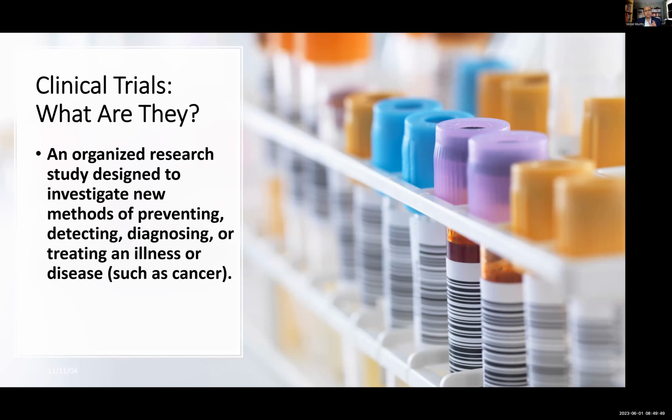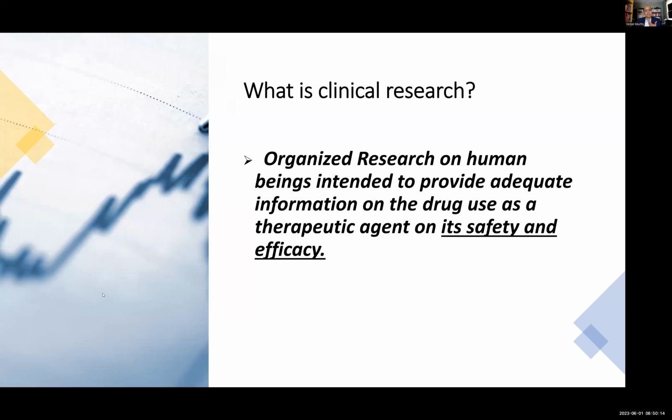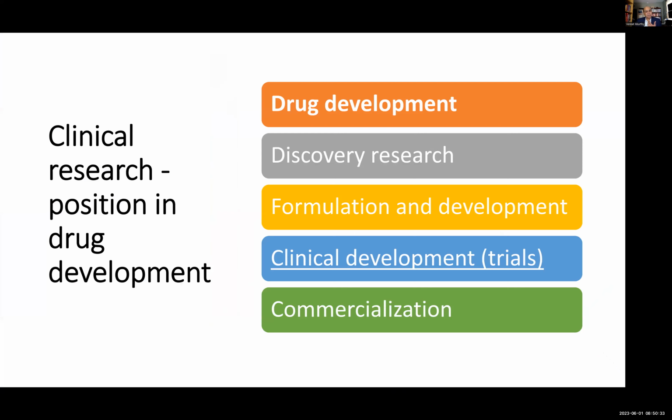That's the reason we put together this session mostly for pharmacy and statistics students. Other people have also joined, and that should be fine. If we want to design a study, how are we going to design it, how are we collecting the data, how are we analyzing the data, how are we interpreting the data, and finally we want to come up with a decision. So an organized research on human beings is intended to provide adequate information on the drug use as a therapeutic agent, on its safety and efficacy. We want to prove that this drug is really safe and really effective. For that, we need to conduct a clinical study.